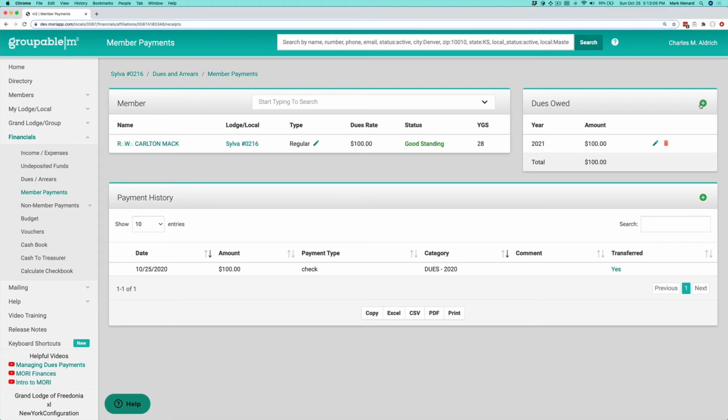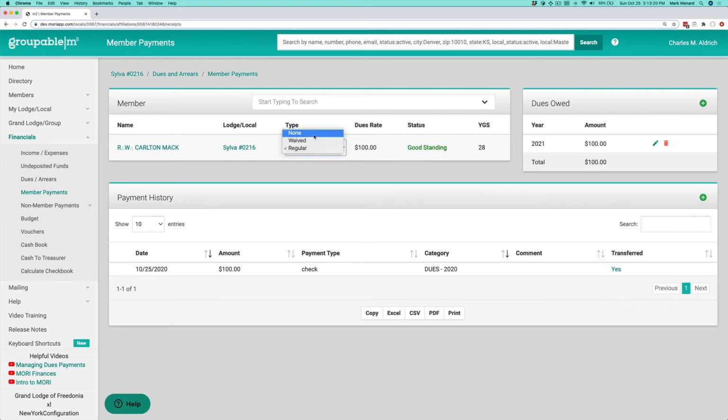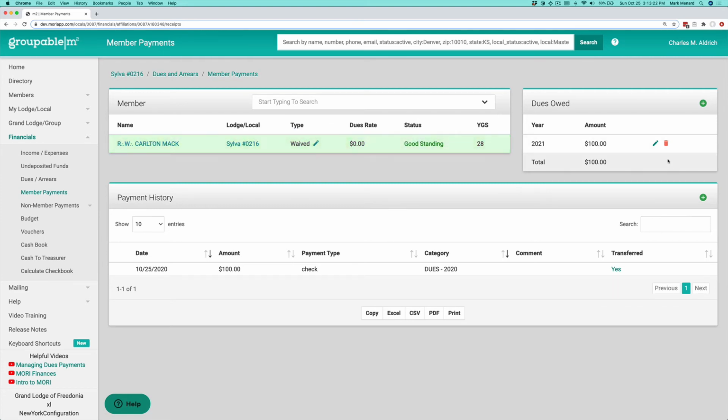So let's say that this member has fallen on hard times and they can't afford to pay dues anymore. Maybe they've gone into a nursing home or something has happened. And we're actually going to change their member type to waived so that they aren't liable for dues. And then all I have to do is click the garbage can and I can get rid of that.